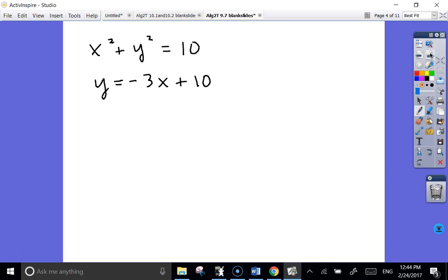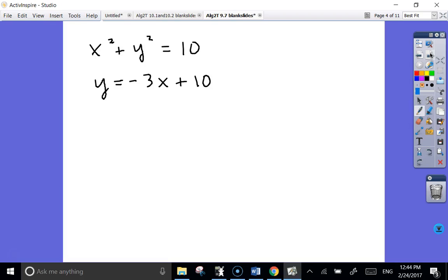So here's an example. I think we did this one by graphing before, but still. The first one is a circle. The second one is a straight line. So how many solutions might we get? You might get 2, right? Could be 0 or 1 or 2.